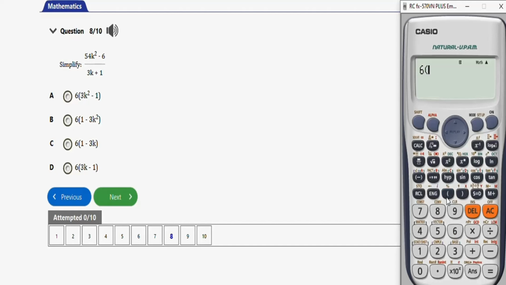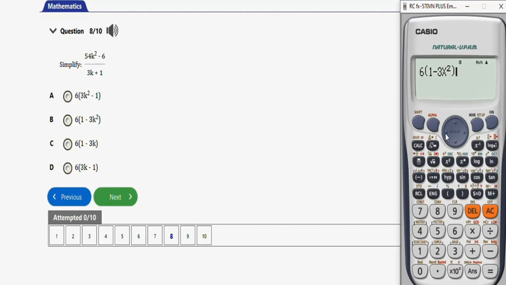Let's begin with option A. We have 3x squared minus 1, close the brackets. So that's it. No. Let's take option B. So here we have 3x squared. Remove this and put 1. Press equal to. No.